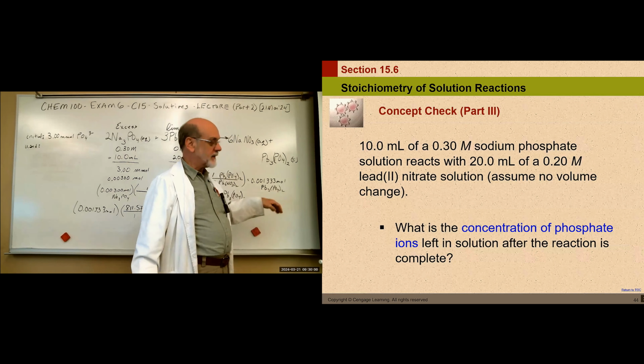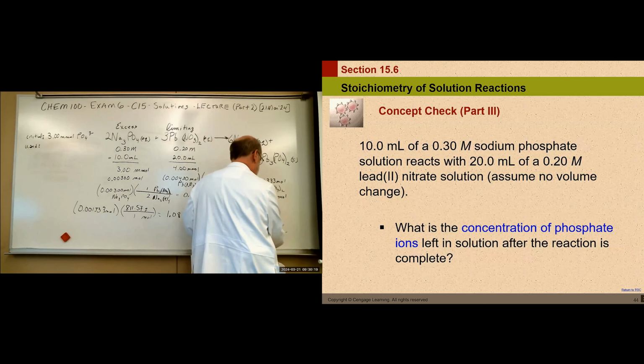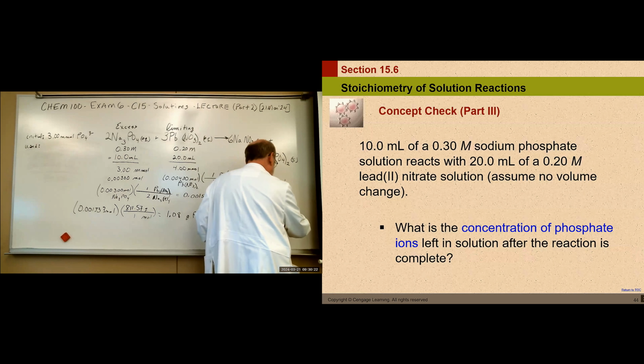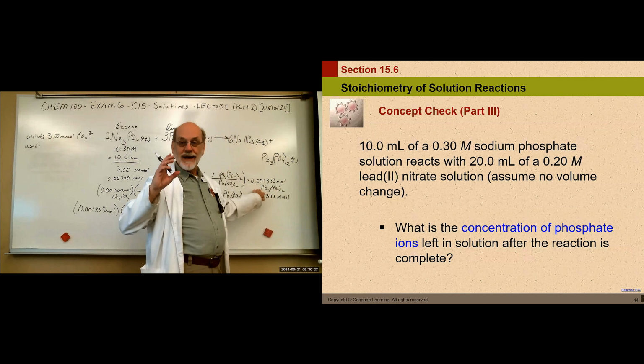So if we have 1 1/3 millimoles of the compound, how many millimoles of phosphate do you have? For every 1 of these, you have 2 phosphates. So times 2 equals 2.666 millimoles of phosphate. Okay, so that's how much was used. 2.666 millimoles of phosphate were used.